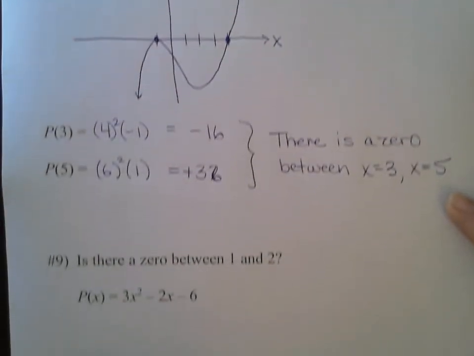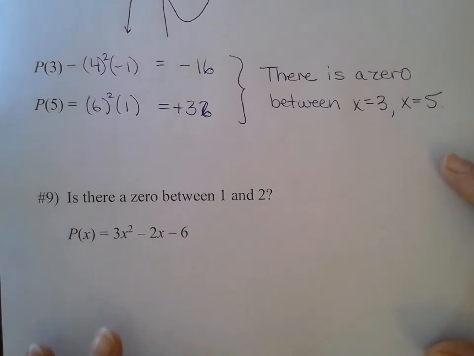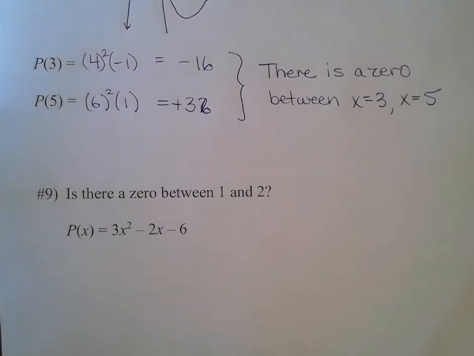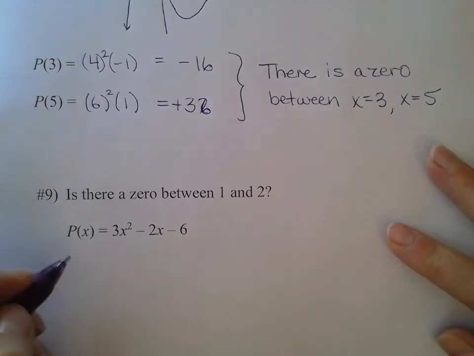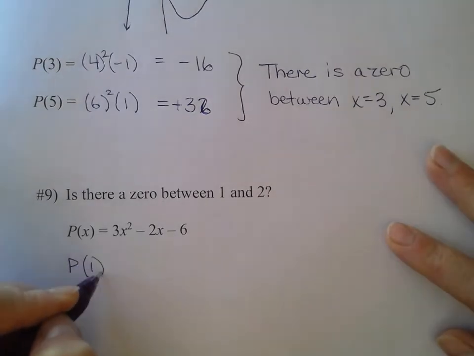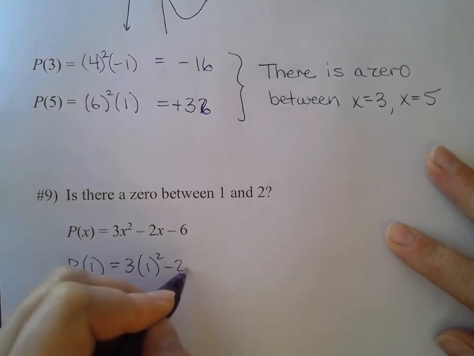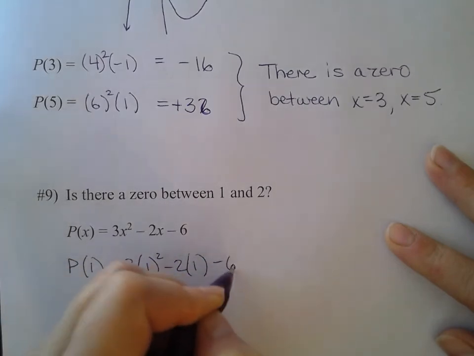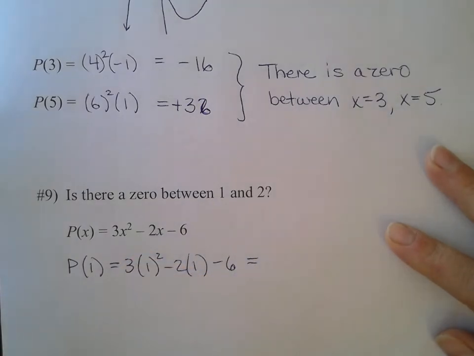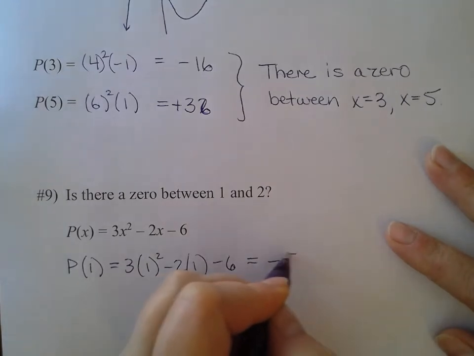Let's look at one more example before we finish. Same kind of question. This is number 9 from your book. So here's another polynomial, and the question is, is there a 0 between 1 and 2? So we could plug in 1. We plug in 1, we're going to have 3 minus 2, so that would be 1 minus 6, so negative 5.